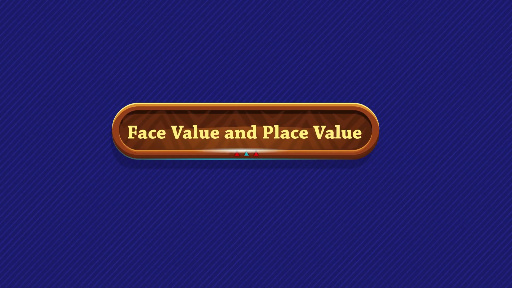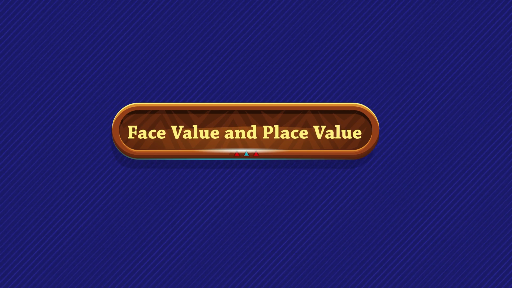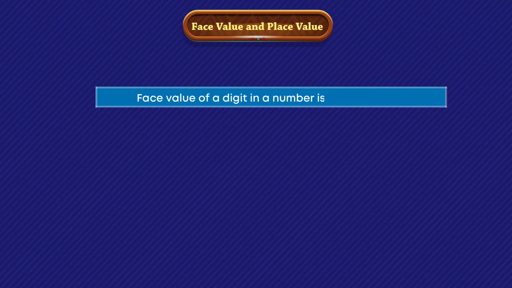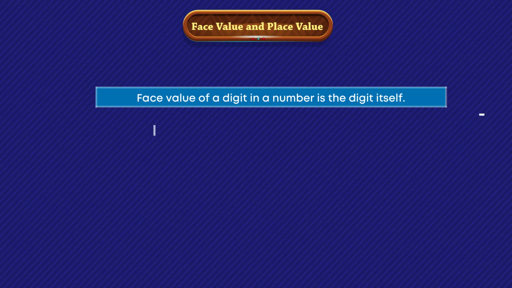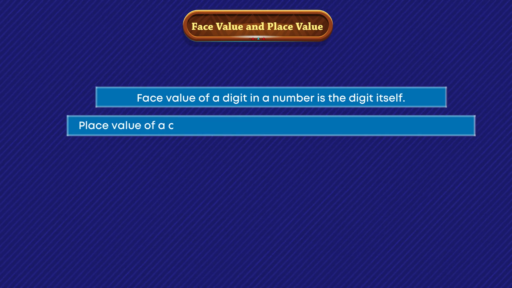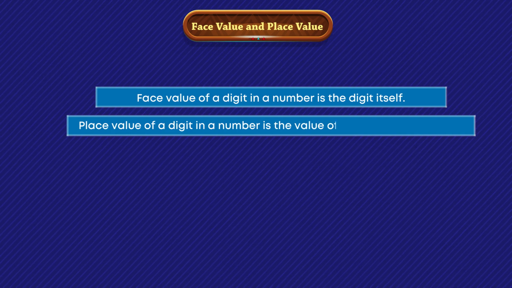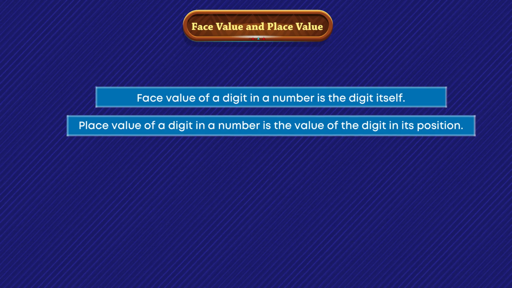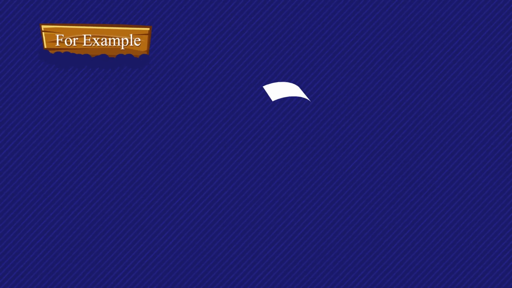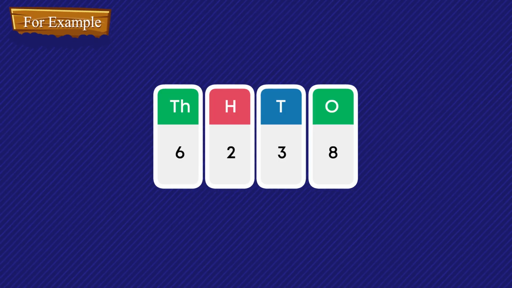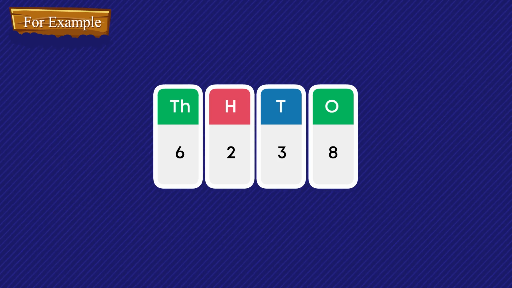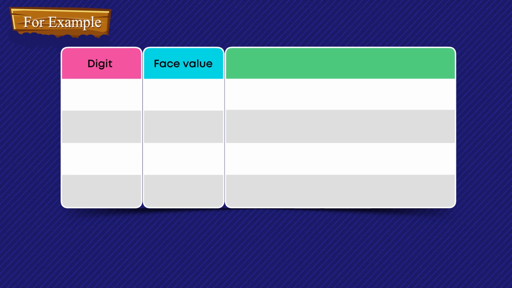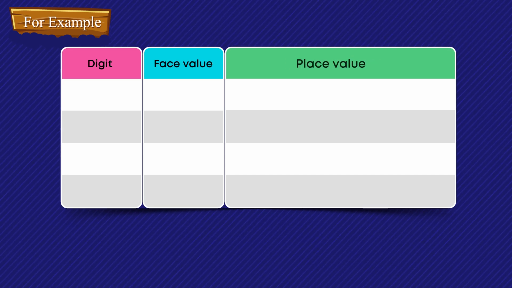Face value and place value. Face value of a digit in a number is the digit itself. Place value of a digit in a number is the value of the digit in its position. For example, 6238. Digit, face value, place value.